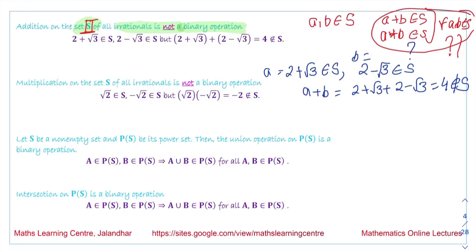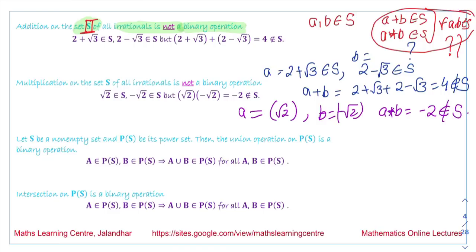Similarly, consider the element A equal to square root 2, and another element B equal to minus square root 2. Then A into B, the operation multiplication, is equal to minus 2, which is again not an irrational number. So multiplication on the set of irrational numbers is not a binary operation.